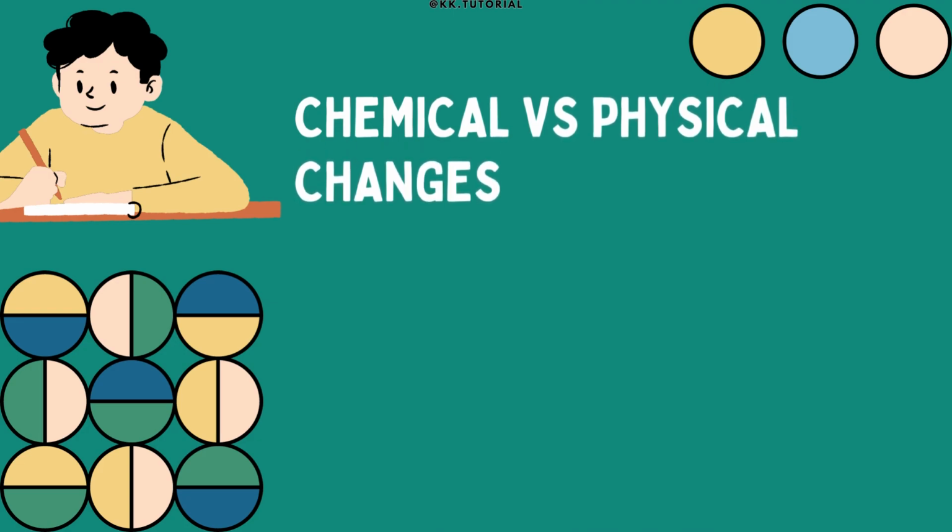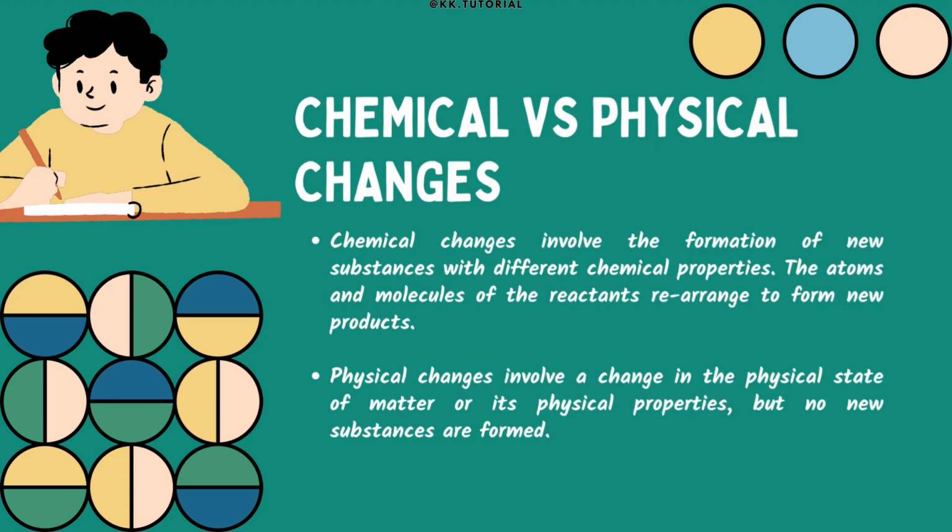There are many differences between physical and chemical changes, and it is important to understand them to be able to understand these concepts clearly. So the chemical changes involve the formation of new substances with different chemical properties. The atoms and molecules of the reactants rearrange to form new products. While the physical changes involve a change in the physical state of matter or its physical properties, but no new substances are formed. Dear students, it's essential to recognize the difference between chemical and physical changes.